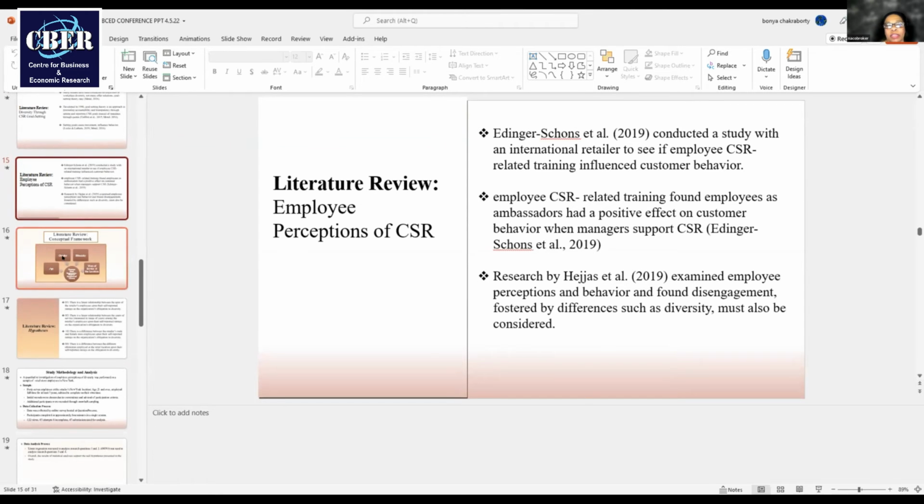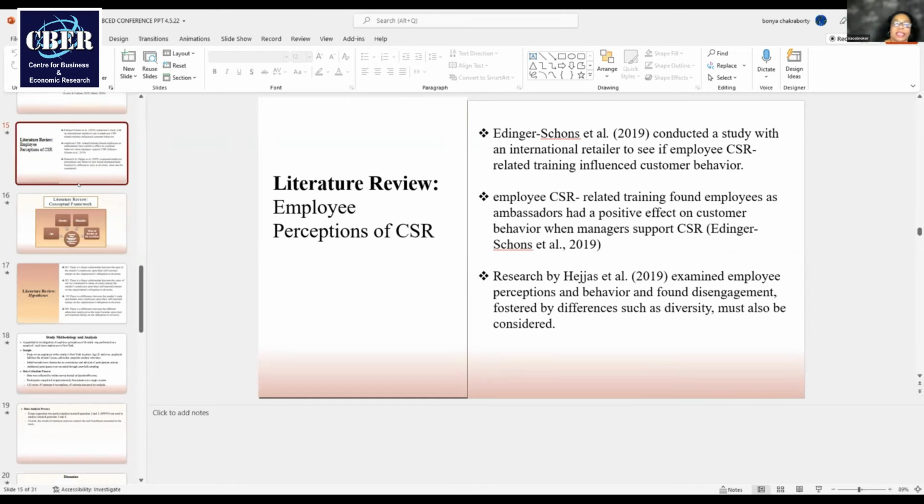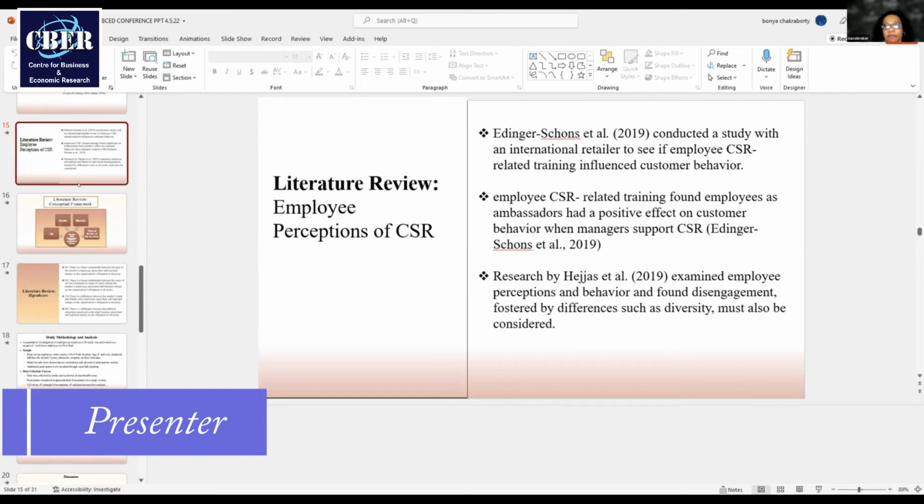Okay, employee perceptions of corporate social responsibility. Employees play an important role, especially in retail, because employees are basically your first point of contact. A 2019 study found that employees who were trained in CSR-related activities had a positive effect, especially on customer relations, especially when managers were supportive.